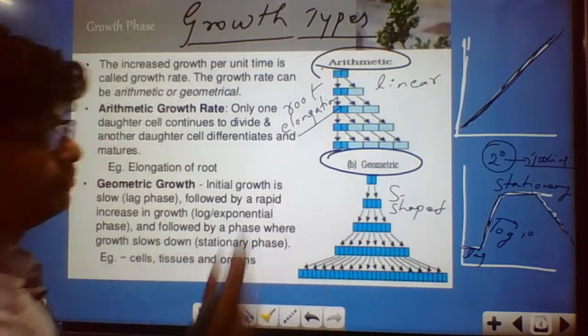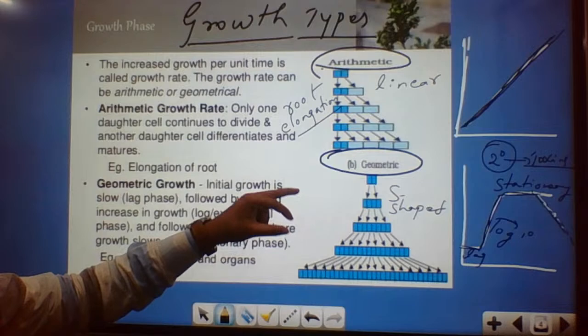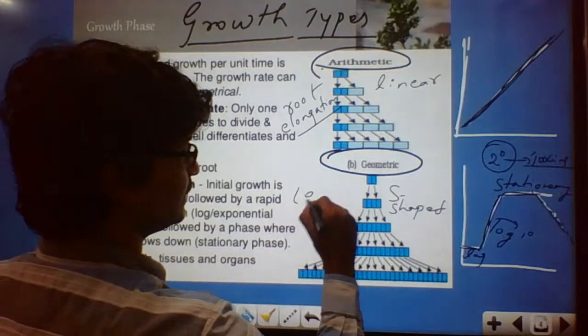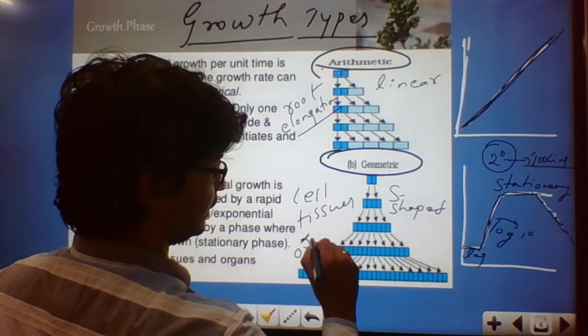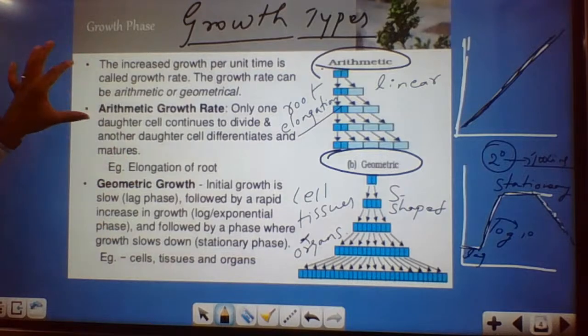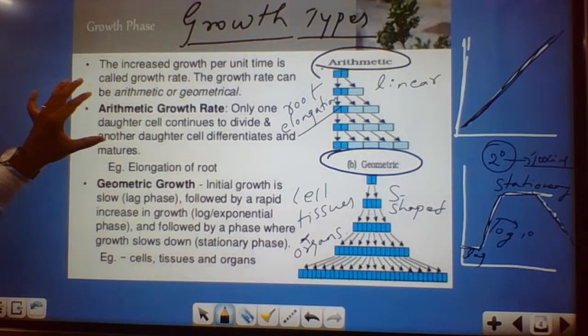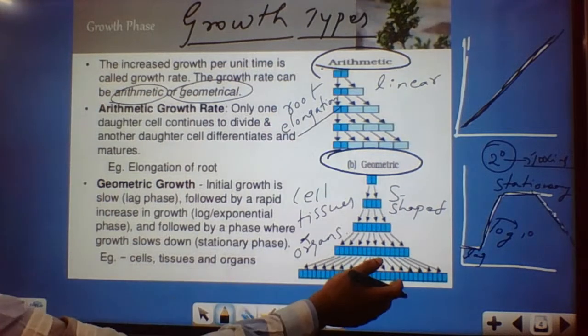You could see this arithmetic type of growth. Coming to the geometric, you could see it mostly in the cells, tissues, and in the organs. So when coming to the difference, the increased growth per unit time is called the growth rate. This growth rate can be arithmetic or geometrical. That's what we are discussing so far.